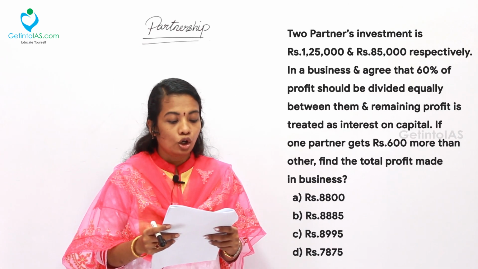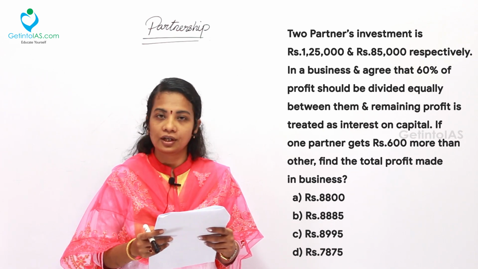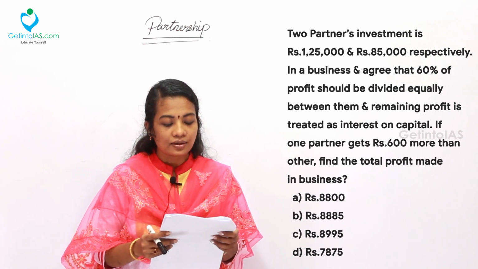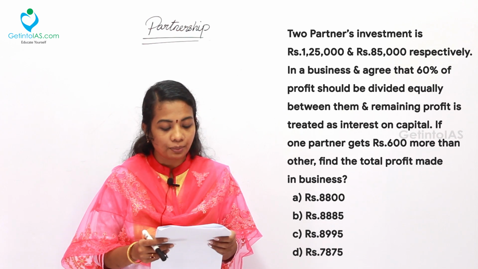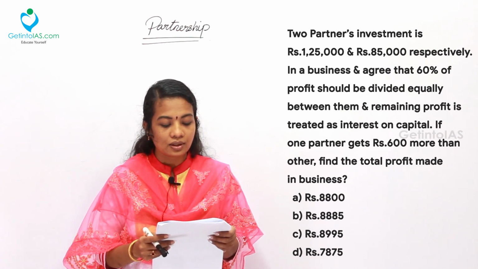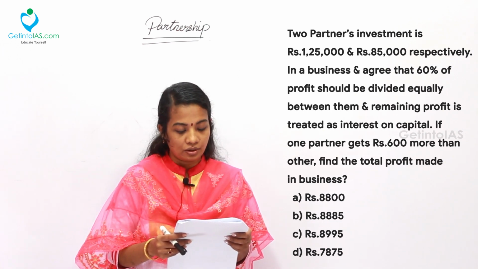The next question: two partners' investments are rupees 1,25,000 and rupees 85,000 respectively in a business, and they agree that 60% of the profit should be divided equally between them and the remaining profit is treated as interest on capital. If one partner gets 600 more than the other, find the total profit made in the business.